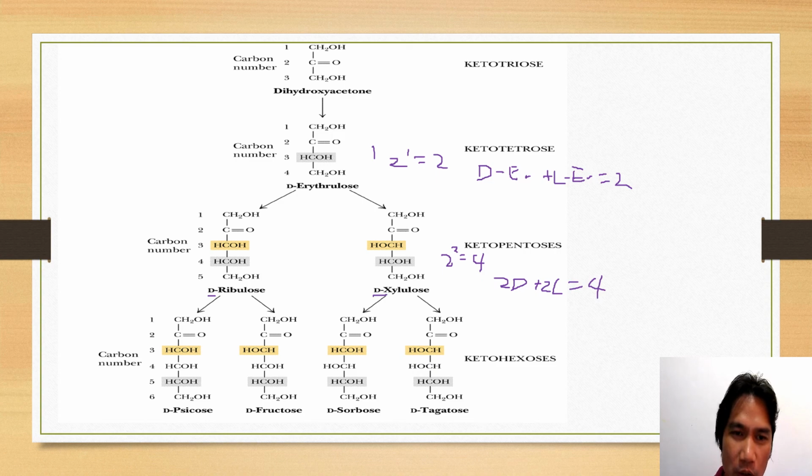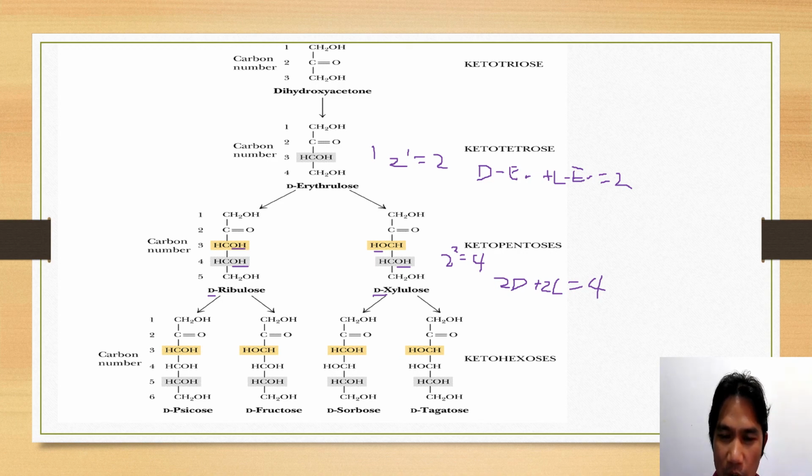So if we put this OH at the other side, then we'll have L. If we put this OH of ribulose to the other side, then we have L-ribulose. If we put the OH of xylulose to the other side, this OH here being transferred to the other side, then we will have L-xylulose.